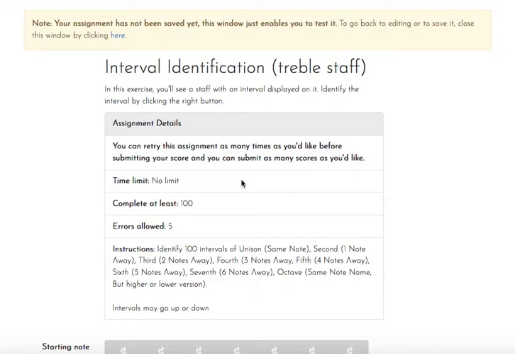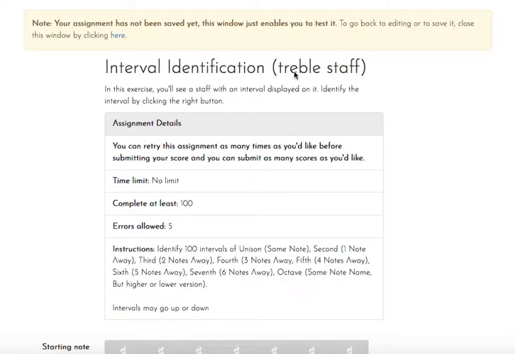Hello, Bison Band. Today we are doing interval identification, and it says treble staff here, but I'm going to explain this in a way that applies to both treble and bass clef instruments. So every instrument, this is going to work for you for the example that you're going to play today.